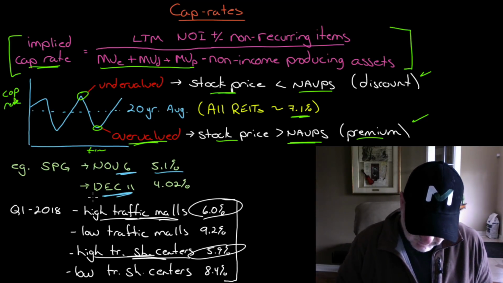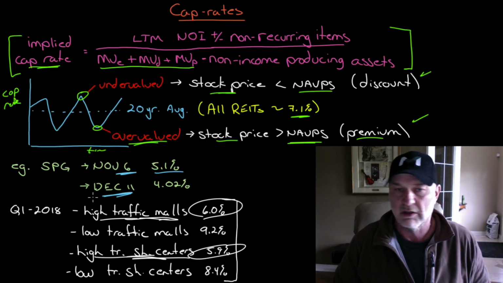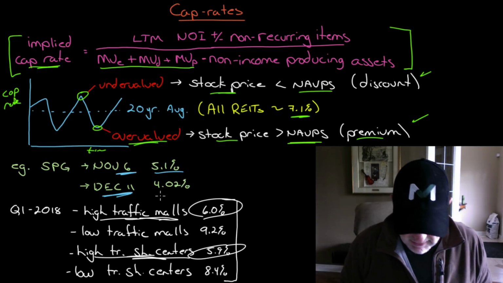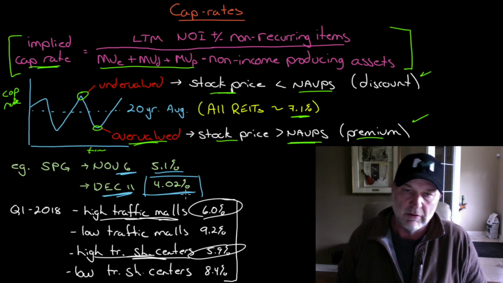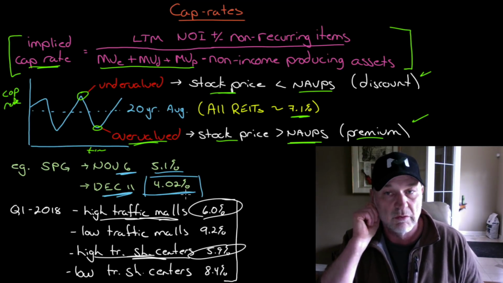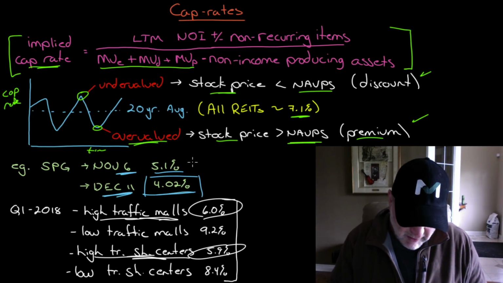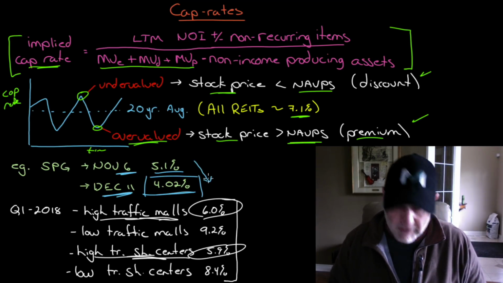December 11th. After that Monday morning, the market popped and it just kept on running. On December 11th, the implied cap rate on Simon Property Group is 4.02%. Malls. We're going to discuss what's going on with malls shortly. So you went from 5.1% down to 4.02%.